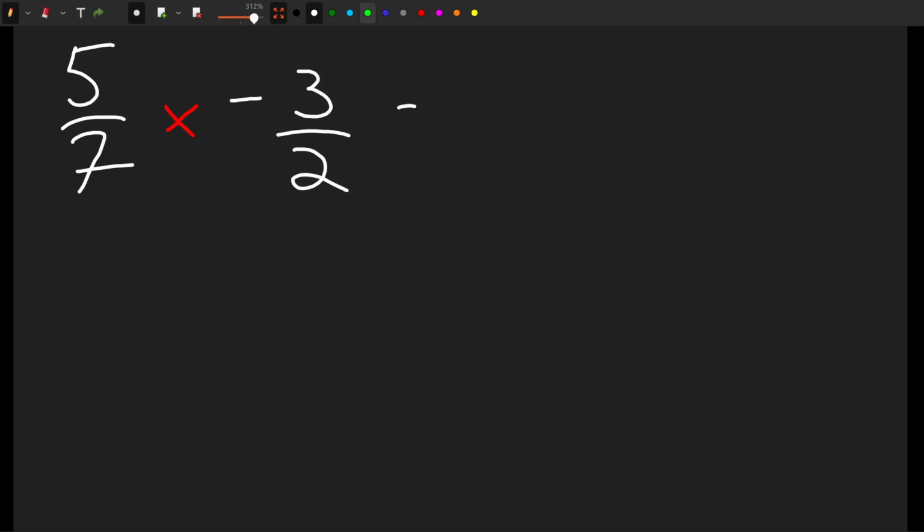All right, last problem. This will have fractions in it, so we'll continue with fraction fun. We're going to have 5/7 x minus 3/2 is going to be equal to x plus 1/7. Okay.